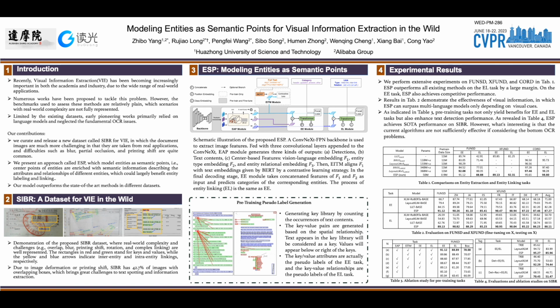Our second contribution is an approach called ESP, which models entities as semantic points and could greatly benefit entity labeling and linking. For instance, center points of entities are enriched with semantic information that describes the attributes and relationships of different entities.